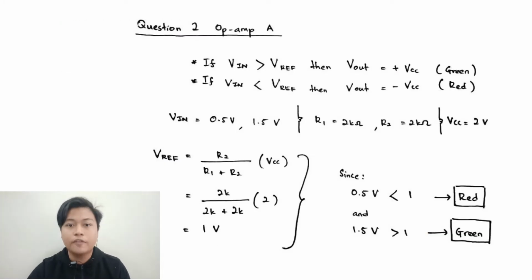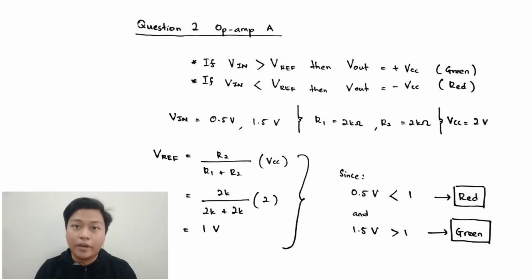To know whether it is acceptable, I do the calculation. We have two Vin values: Vin 1 is 0.5 volt, and the second we change to 1.5 volts. As we can see from the formula just now, if Vin is much bigger than Vref, it's a plus value, right?